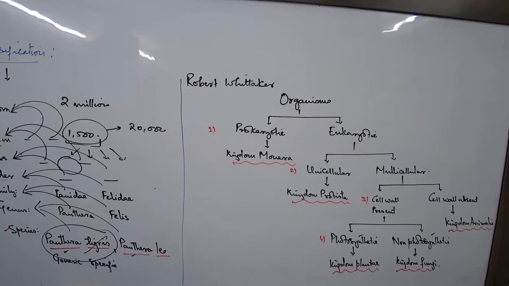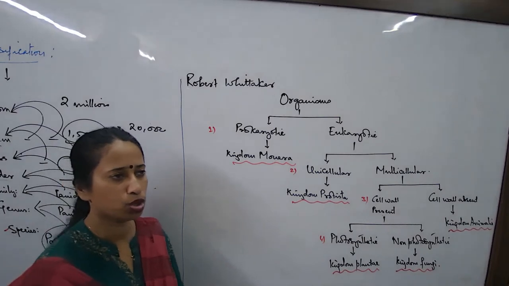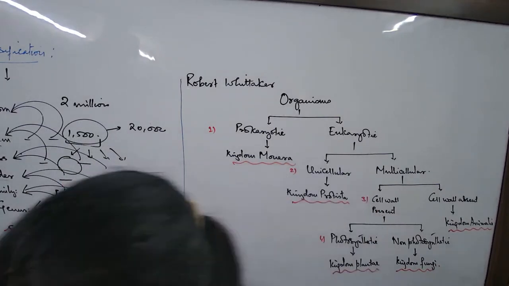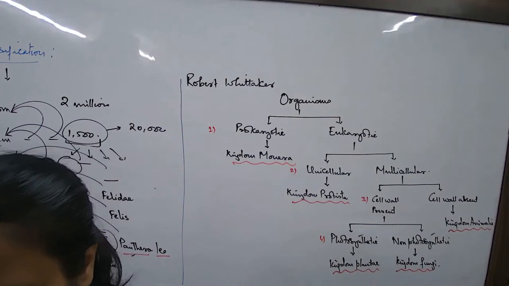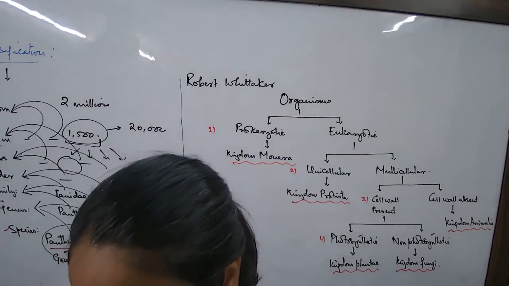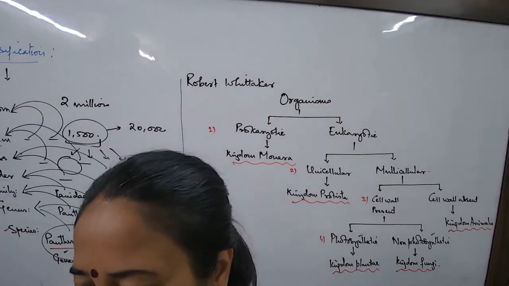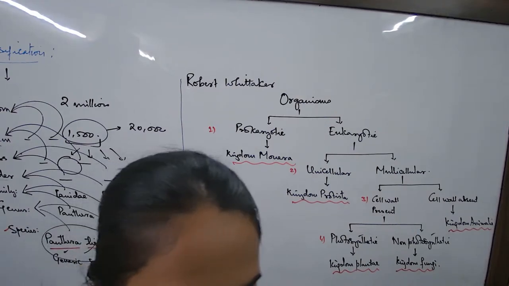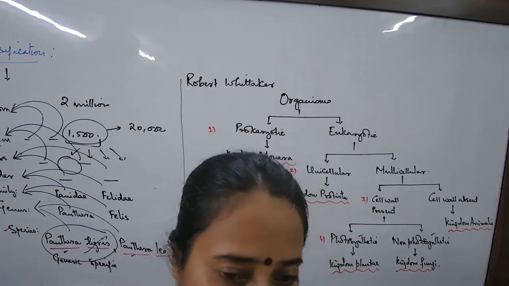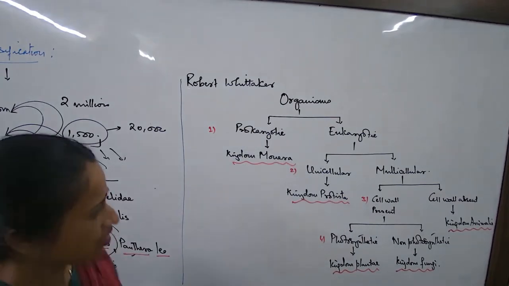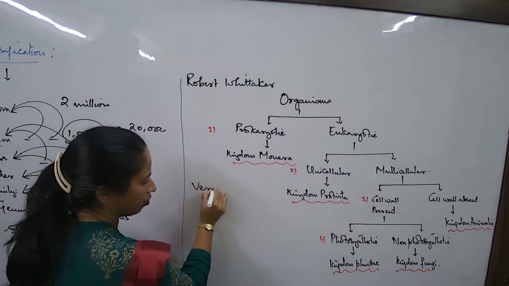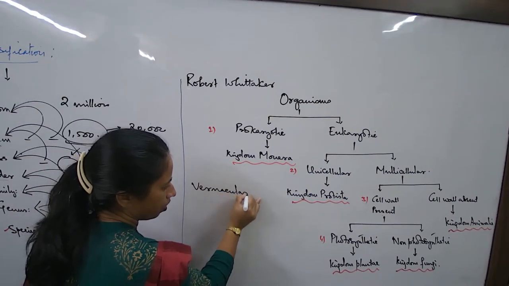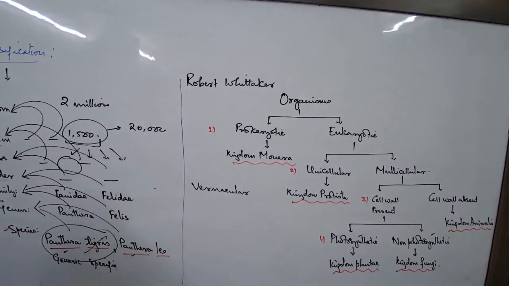Number 8, I'm sorry. Why are scientific names of living beings considered better than their common names? Apart from this first point, if you write, not a problem. Now, the most important point to write: common names or vernacular names. Vernacular means the names that we use region-wise.